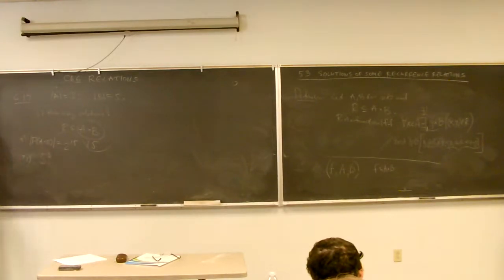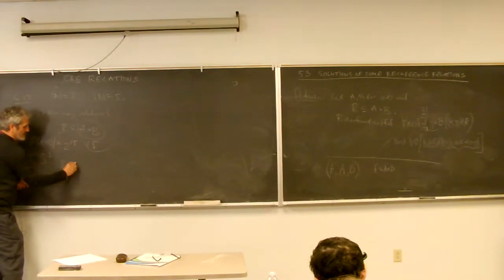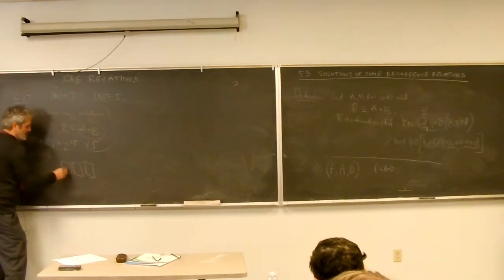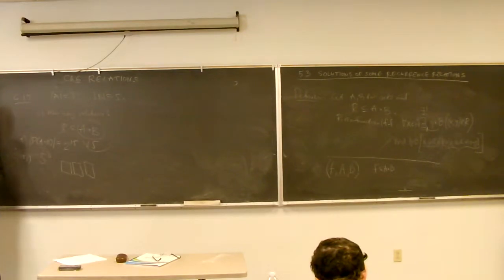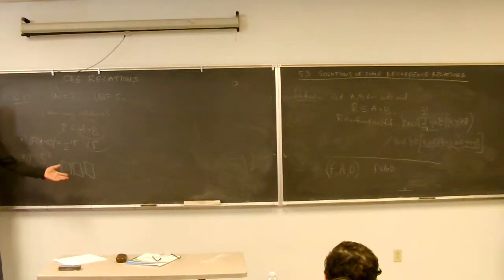How many inputs do you have? How many inputs are there? 3. And possible outputs, 5. So here are those 3 inputs: 1, 2, 3. In how many ways can you fill in the output? You can put whatever you want. There are 5 possible values.